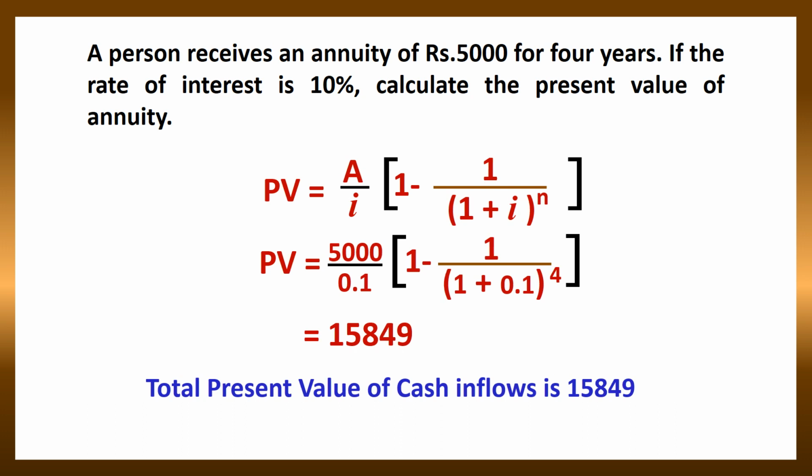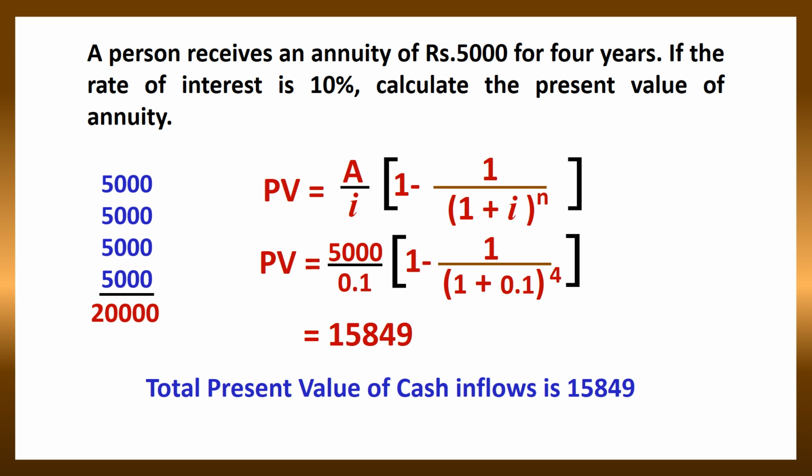For better understanding, I shall explain it. The person is receiving 5,000 for 4 years. That means 5,000 plus 5,000 plus 5,000 plus 5,000. That person is actually receiving 20,000. But we have already studied that the present value is not the same as the future value. It is different. That is why here we are calculating the present value.